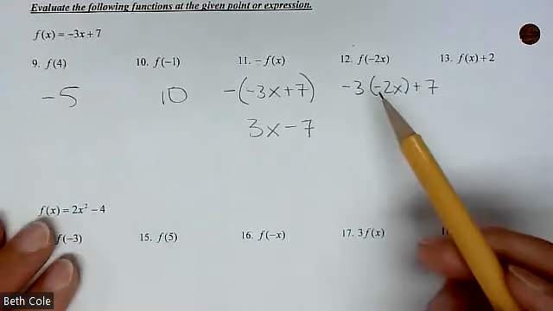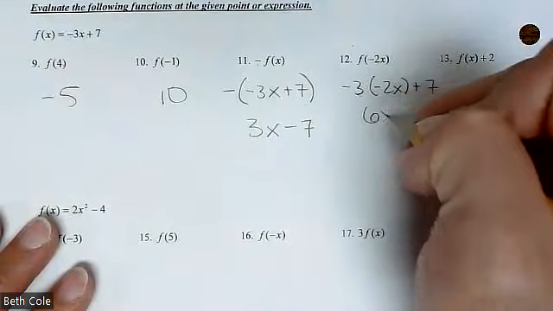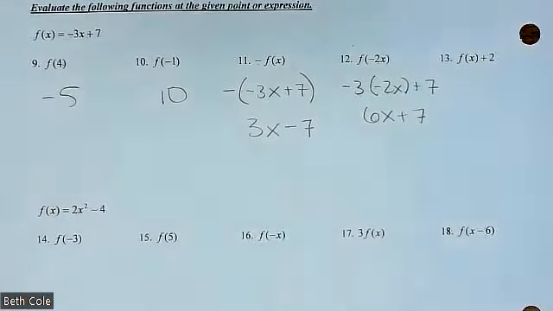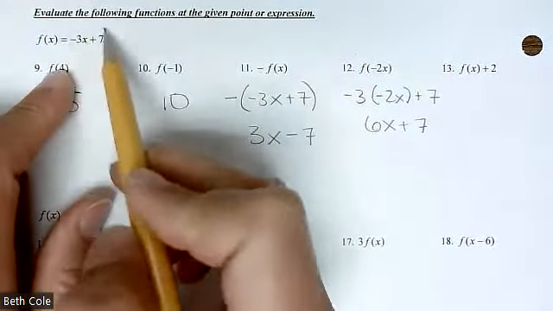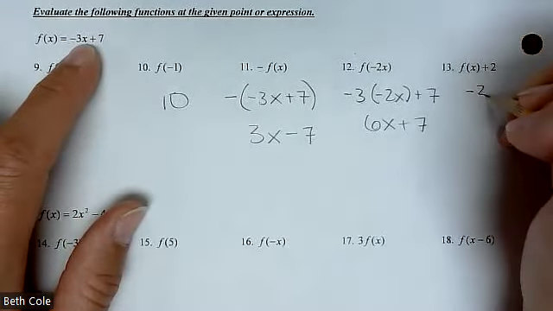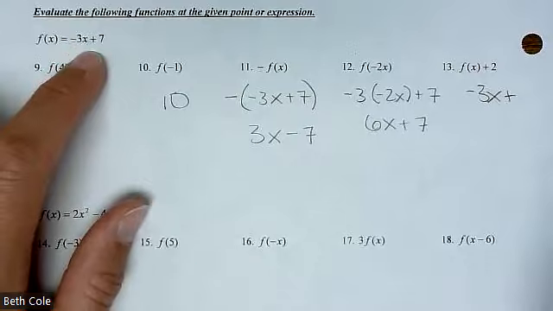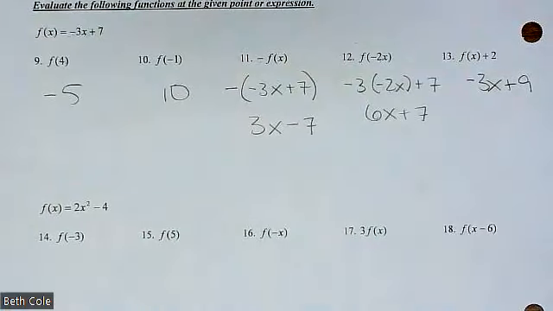Well, when you multiply these, that's going to be what? You get 6x plus 7. And then that's your answer. That's it. Just use parentheses. Give everything a hug when you plug it in. And then this one, you're just going to take this function and add 2. So if you take this and just add 2 to it, you will get -3x plus what? 9. It's just 7 plus 2 is 9, literally all the math that we did there.